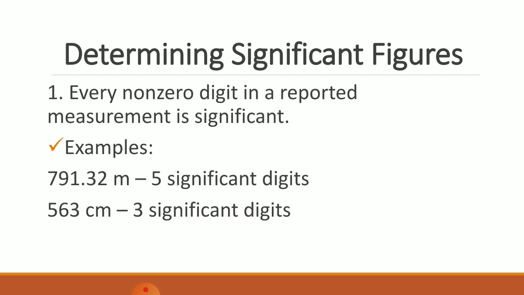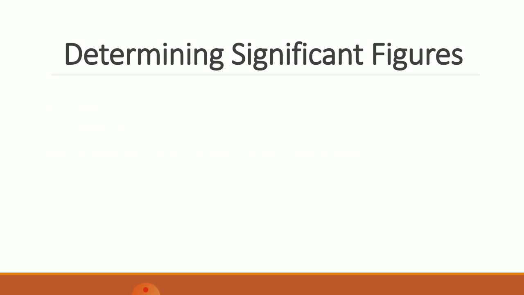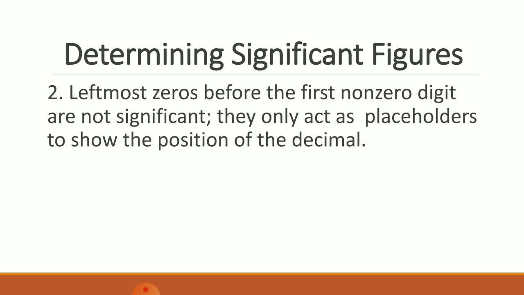Another, 563 centimeters. So we have 3 significant digits. We have 5, 6, and 3. Next, leftmost zeros before the first non-zero digit are not significant. They only act as placeholders to show the position of the decimal.